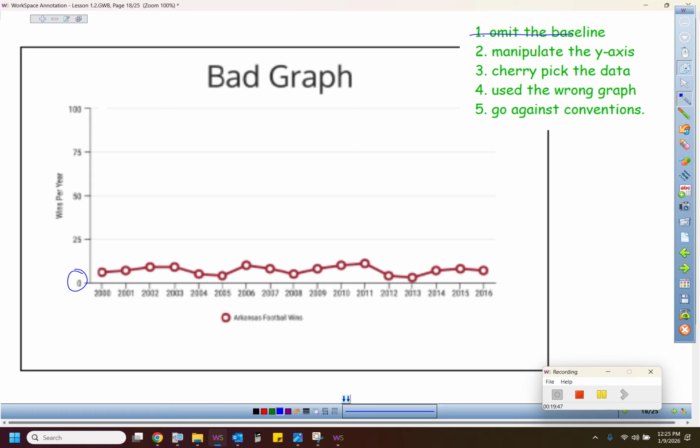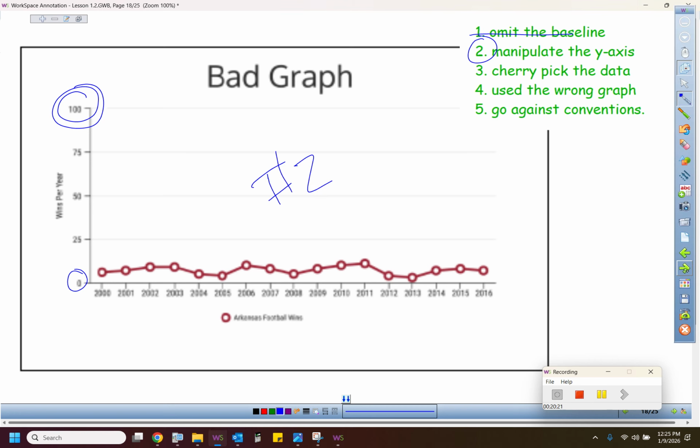You can't even read this, sorry, but this is about how many wins the Arkansas team has had from 2000 to 2016. And back in these days, before the college football playoffs, you only played a max of like 13 in the season. Now you can play up to 16. But if you can only play 13 games in a season, why are we going up to 100? So this one is reason number 2.